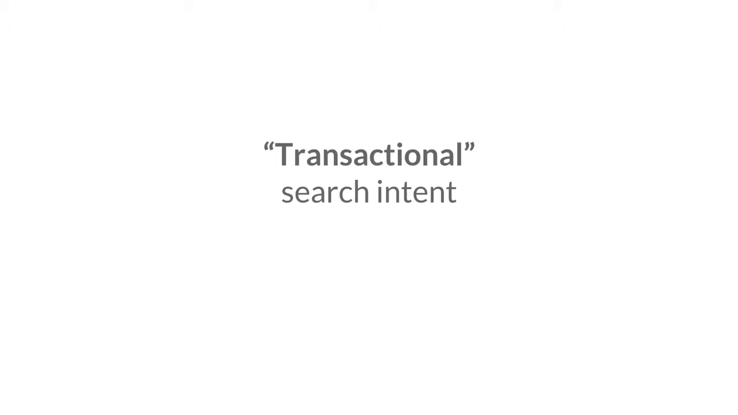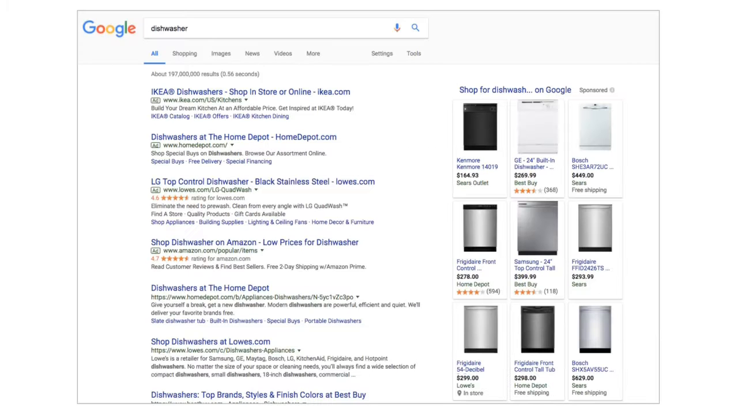The next type of search intent, the second type, is called transactional search intent. Let's take a look at a transactional search intent result page. Here I have queried the word dishwasher. Okay, not saying I want to buy a dishwasher, not saying what are the prices of dishwashers, just the word dishwasher, and we can say something about the results here.